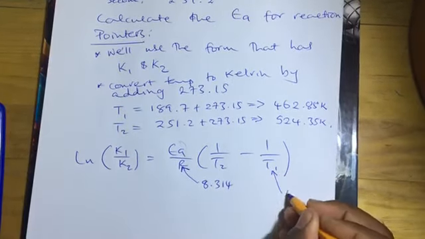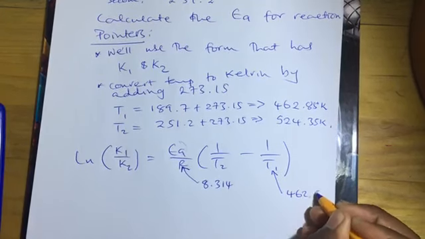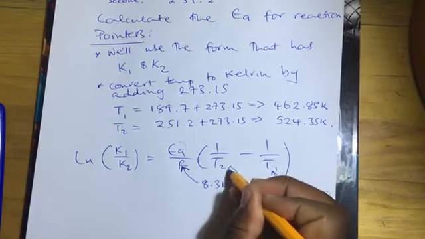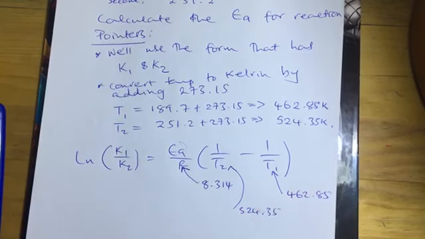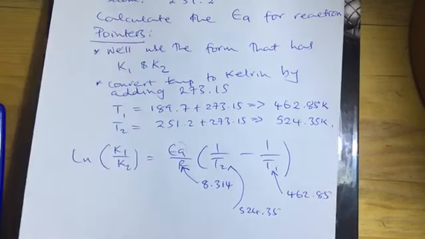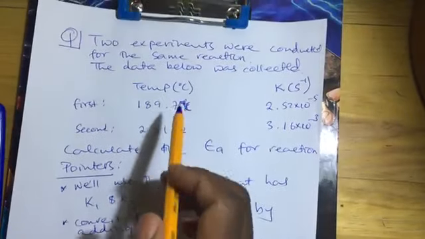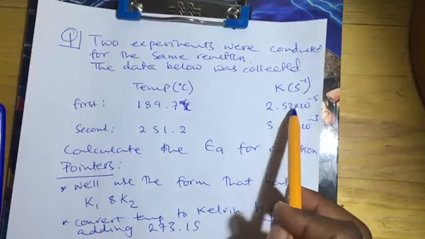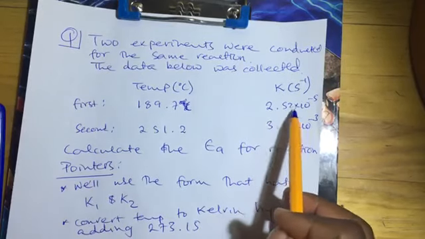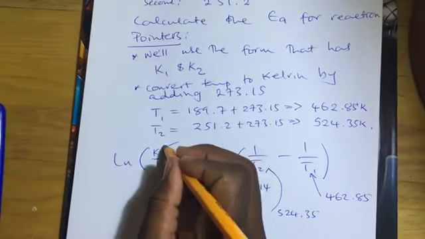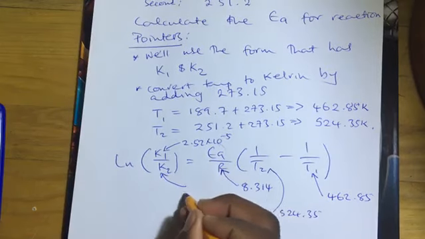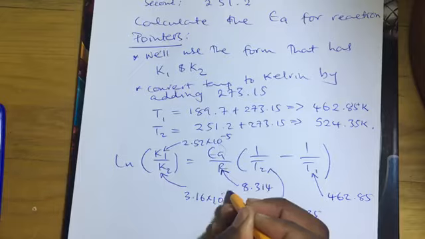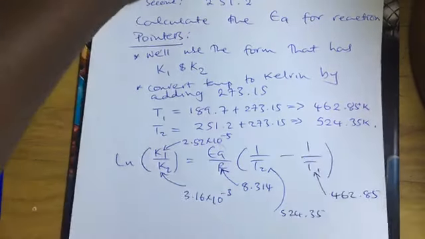T1 is going to be 462.85. T2 is going to be 524.35. We've been given K1, the first constant on top. K1 is 2.52 times 10 to the power negative 5. K2 is going to be 3.16 times 10 to the power negative 3. So we plug all this in and do our calculation.